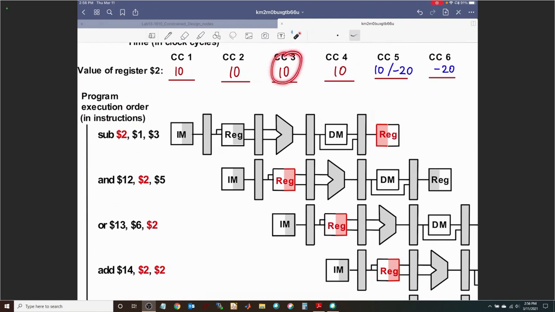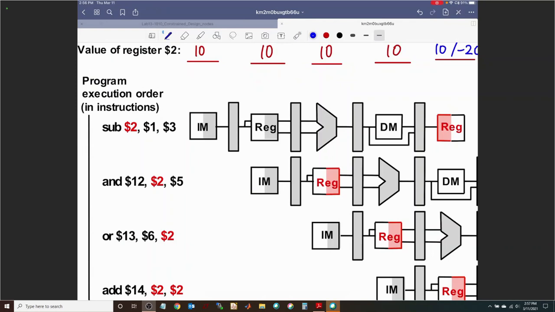Clock cycle 3, absolutely right. So that negative 20 was being computed over here, right? So wishful thinking: if there was a way for me to use this value when you read $2 for the AND instruction, this guy is RS and this guy is RT. This guy is maybe $2 and this guy is $5. I actually computed negative 20 here. So if I actually forwarded this value here, I would have been okay, right?